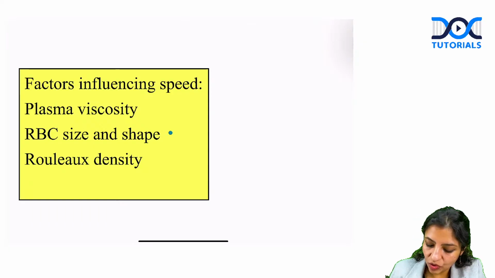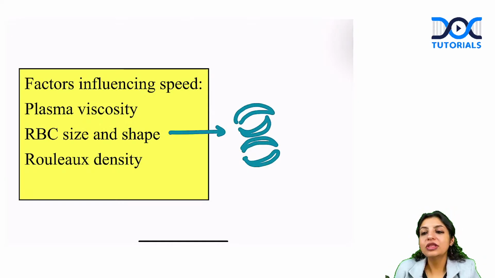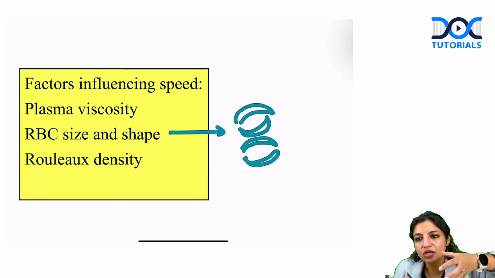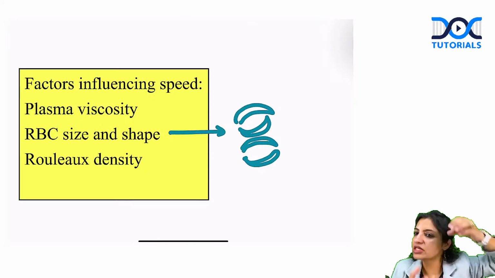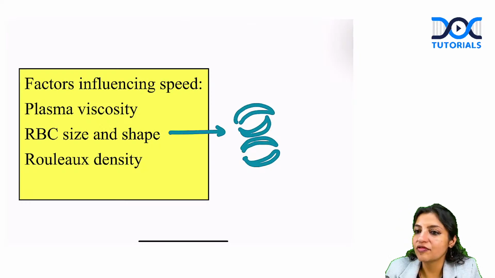Now let's take one more example of RBC size and shape. Suppose you have sickle cells. Sickle cells are like this, so they will not form rouleau at all. When the rouleau is not there, the negative charge remains, so they will keep repelling each other. No rouleau means no weight. No weight means it will not fall down, not sediment well. So what will happen? ESR will be low.